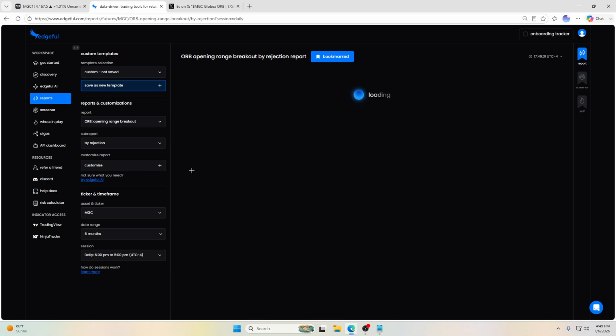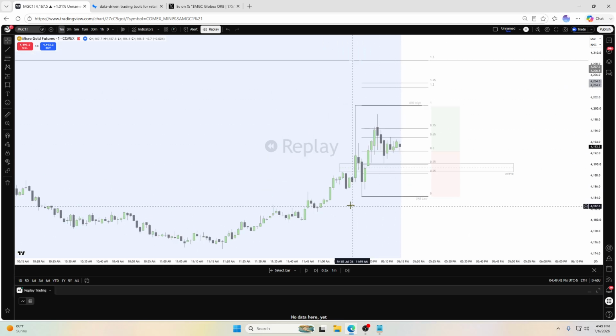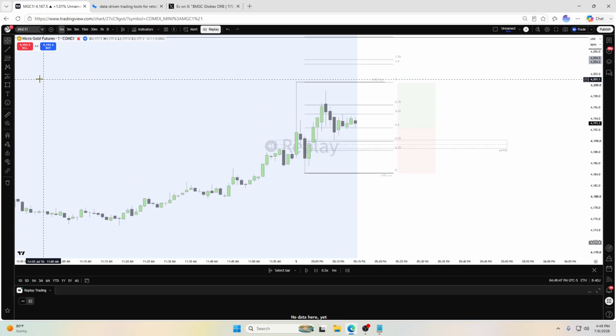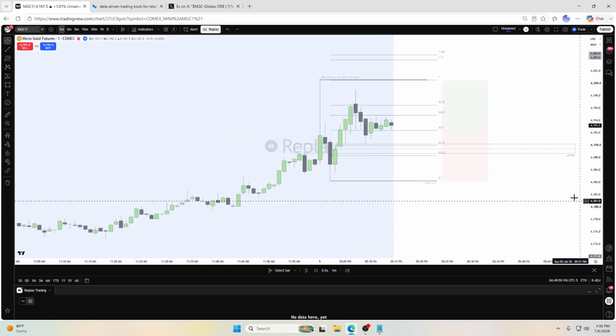Once these stats load up, we can see what we are looking for now. As you can see, when the 15-minute ORB low is formed first, there's an 80% chance we first break that ORB high. So this ORB low was formed first, this ORB high was formed last. So there's an 80% chance that we take this ORB high. So we're going to change this to 80% chance we take this high. And that's the probabilities you are looking for on an entry.